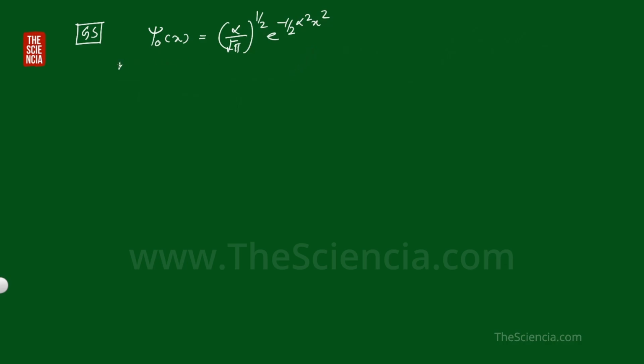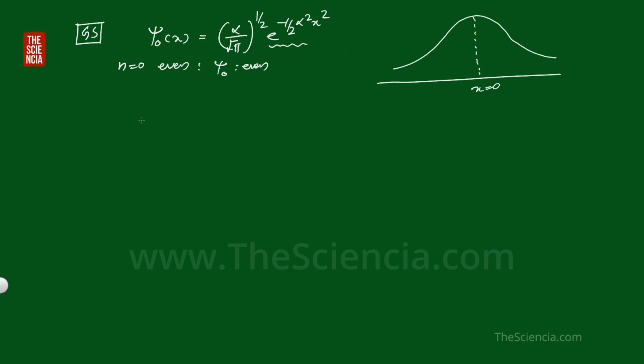and this one is n equal to 0, that is an even function, therefore this wave function is also an even function. If you are plotting this in a graph, then it will look like this one. This is a Gaussian wave function, that is e raised to minus half alpha square x square, so it will have a Gaussian profile, and this is the x equal to 0 point.